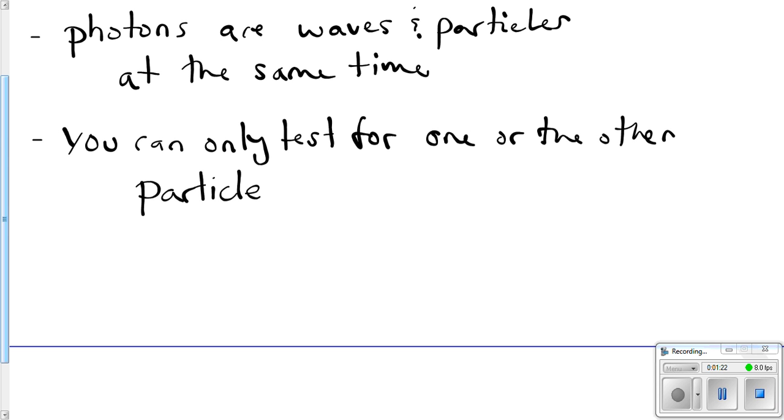Yeah, kind of like that. You just don't know until you look at it. Your physical act of observance makes it one way or the other.